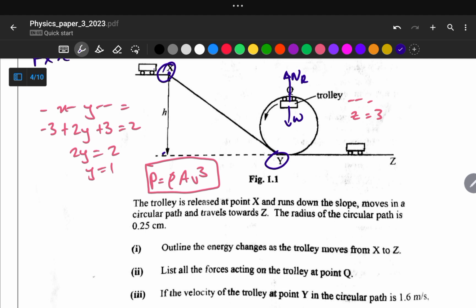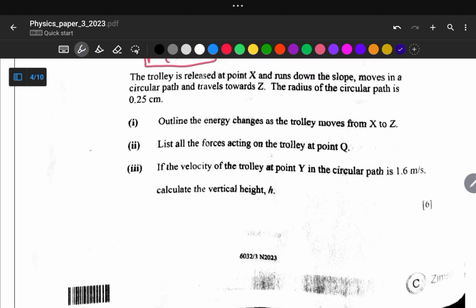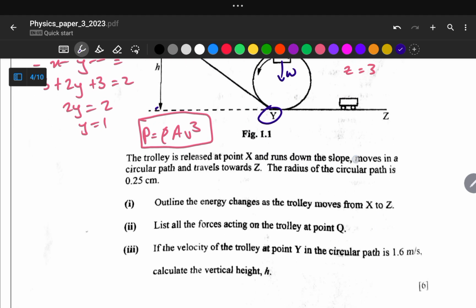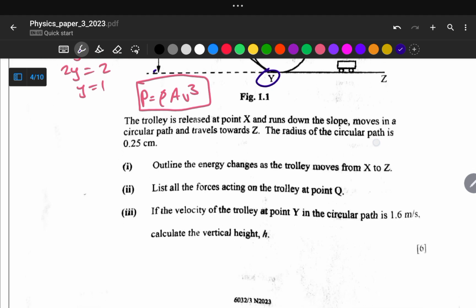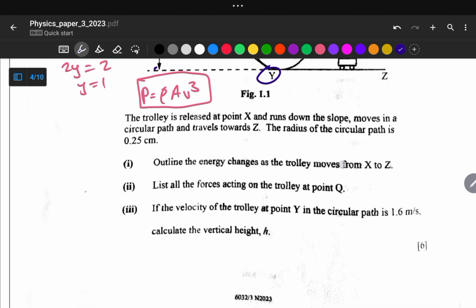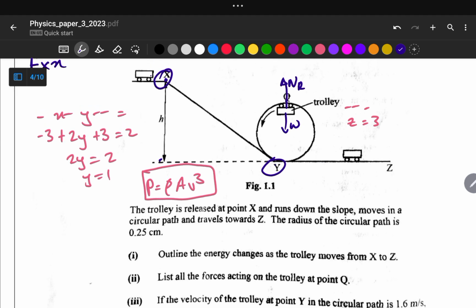So all the forces that are acting are normal reaction and weight of the trolley. And then the last part of our question says if the velocity of the trolley at point Y is 1.6 meters per second, we are going to calculate the vertical height h. So if the velocity at this point Y is 1.6 meters per second, we're required to calculate the height h.